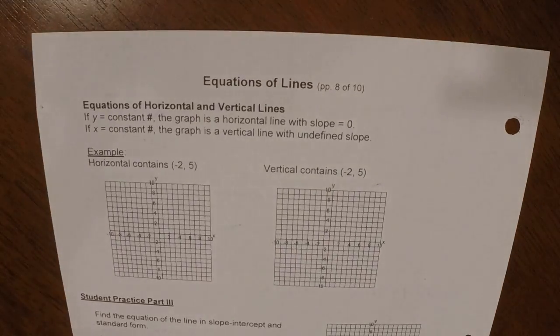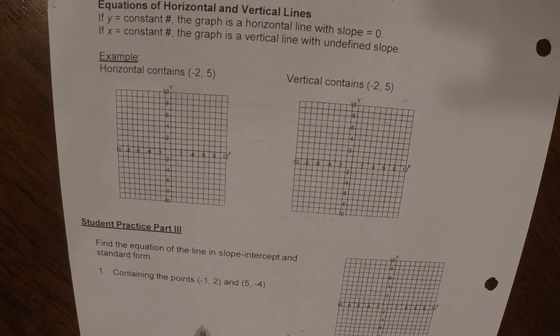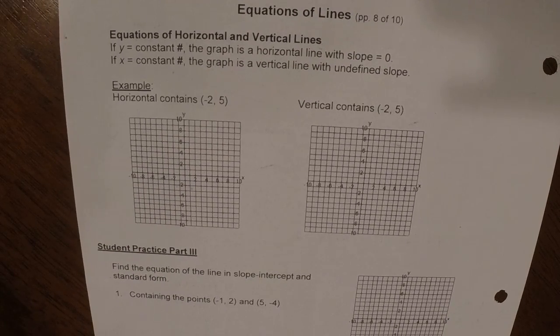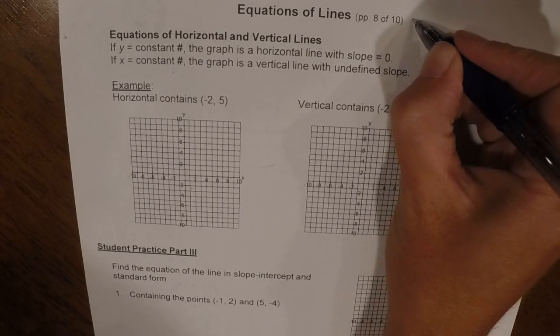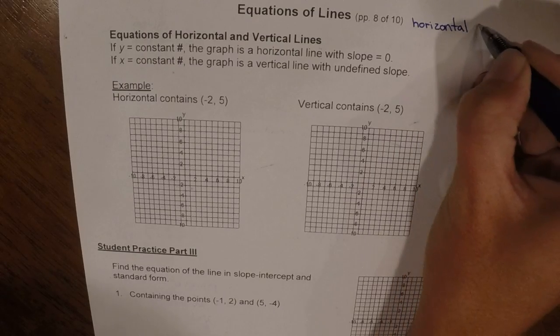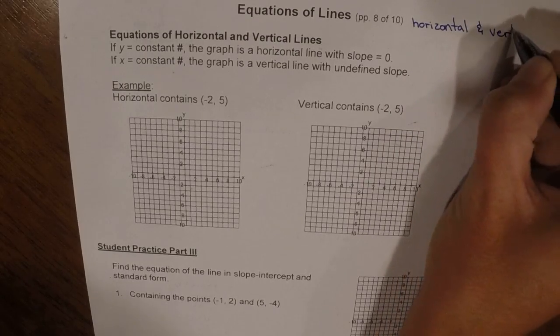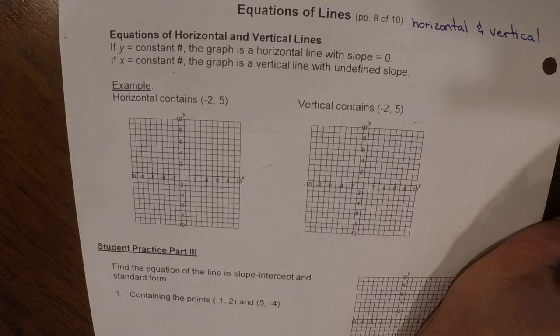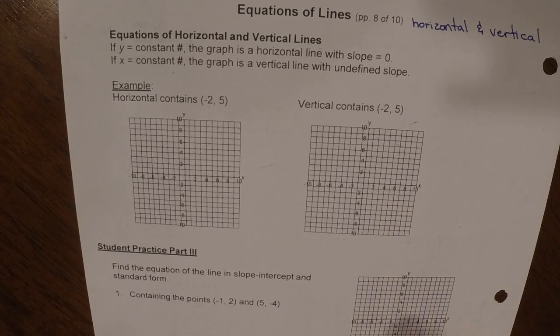So you've got some questions to try on your own on the back down here at the bottom. Okay. So the last thing that we need to talk about on this worksheet is your special cases. So this is going to be horizontal and vertical lines, and how to find the equation of the line. And we've talked about this kind of several times.